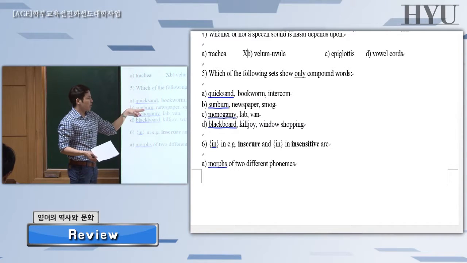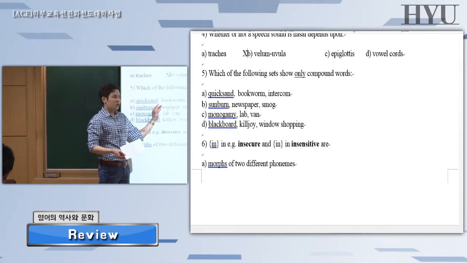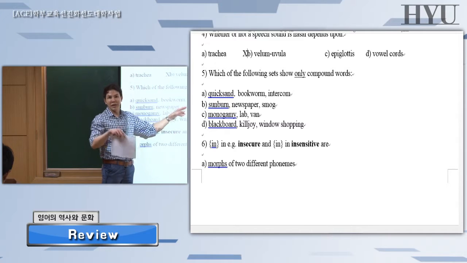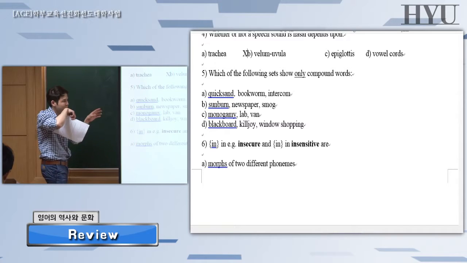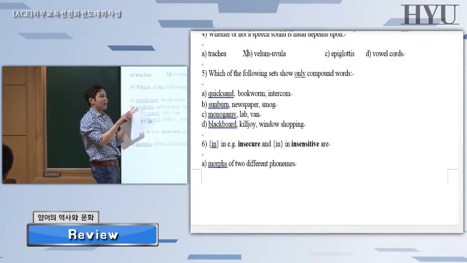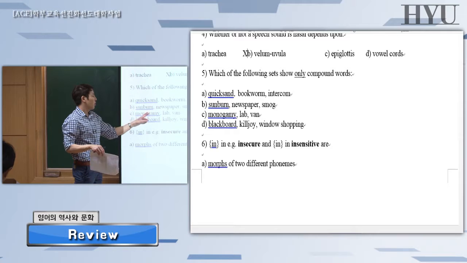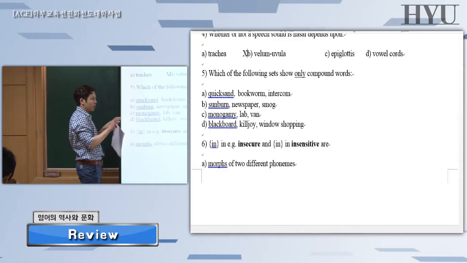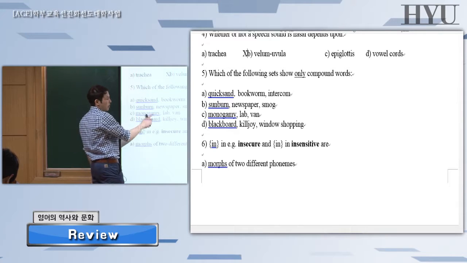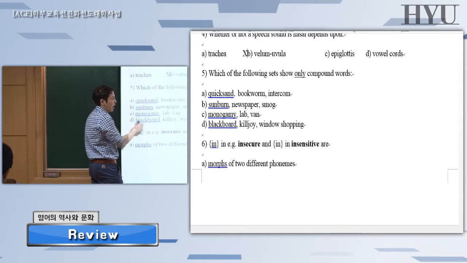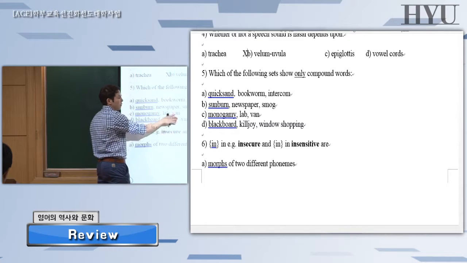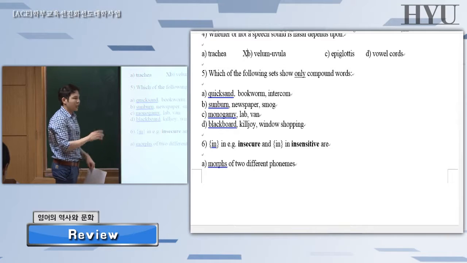Number B, sunburn is good. News and paper is good. Smog is not good because that's clipping, right? Or that's blending, I'm sorry. We have smoke and fog, so that's not good. Number C, monogamy, mono and gamy is not like 2 free compounds. So gamy is to marry, and then mono is 1, right? Lab is from laboratory. Van is from caravan, from clipping. So C is not good.